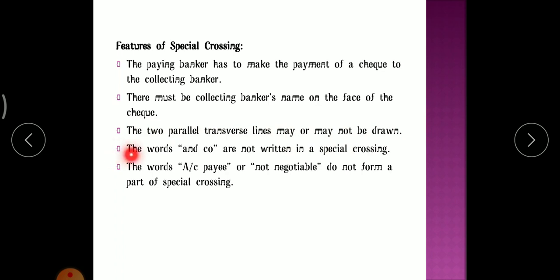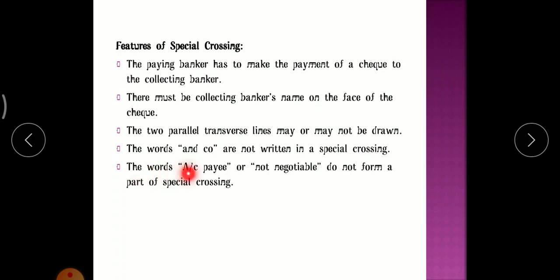Okay, the words "and company" are not written in special crossing. Here "and company" is not written in special crossing, but in general crossing "and company" is written.